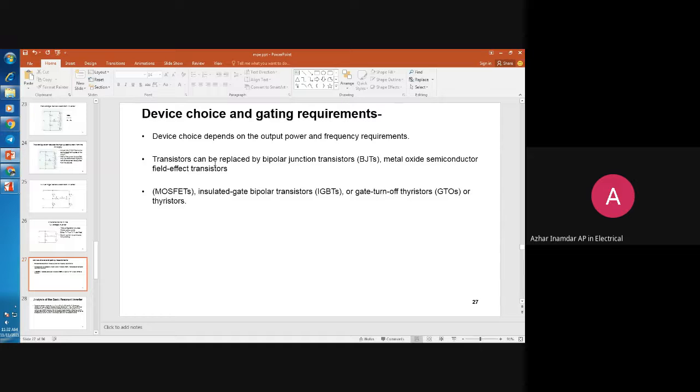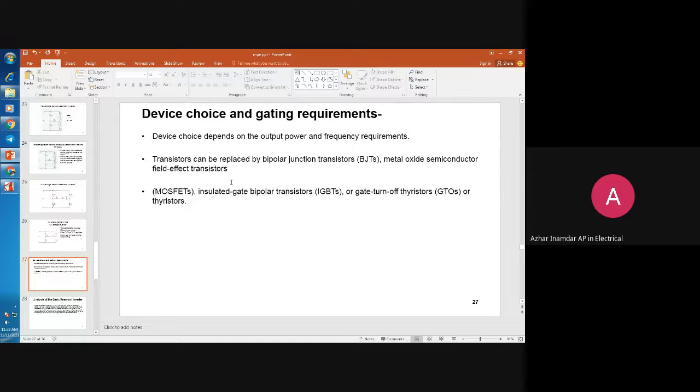In the first series inverter we have used IGBT, so we know that it is a transistor. It can be replaced by BJT also. Also, it can be replaced by metal oxide semiconductor field effect transistor, which is MOSFET. It can also be replaced by GTO, gate turn-off thyristors. However, the device choice depends on the output power and the frequency requirement. We have to choose according to the output power and frequency requirements.